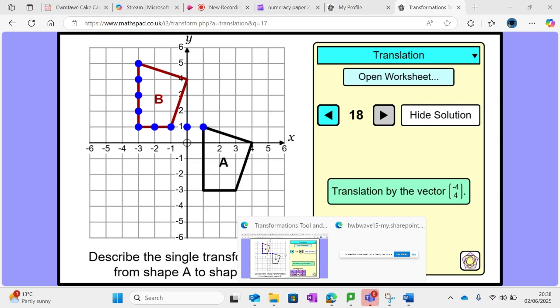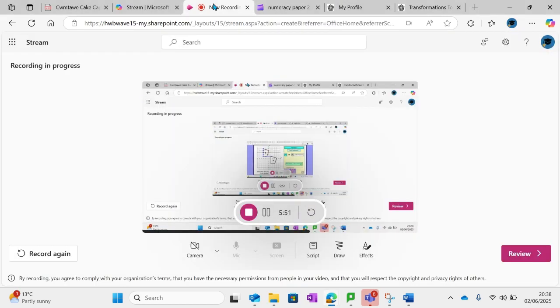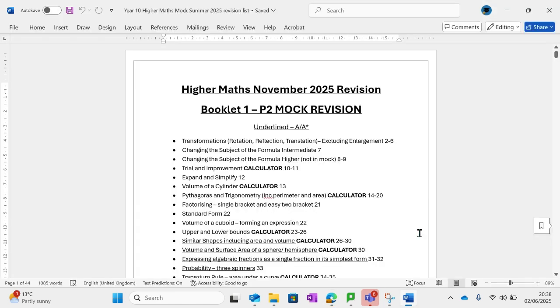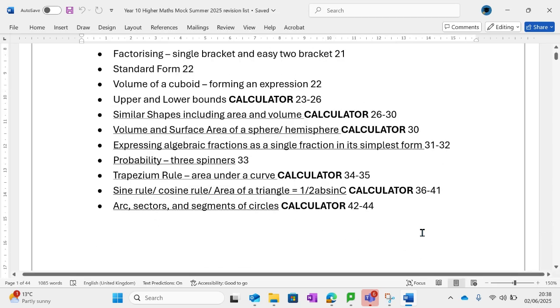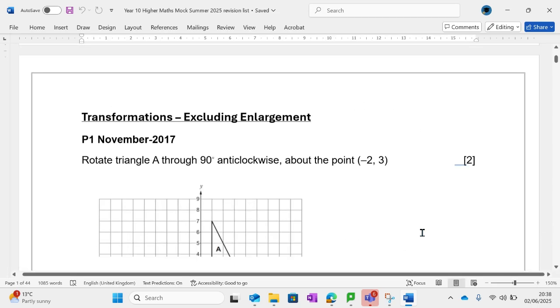Let me just nip back and have a look how much time I've got left on this recording. 5 minutes. Okay, so let me go now back to here, if you don't mind. Okay. So looking through some of these that you can try for me now.